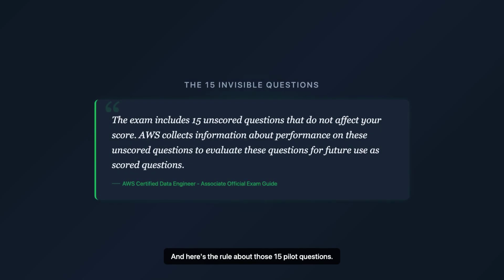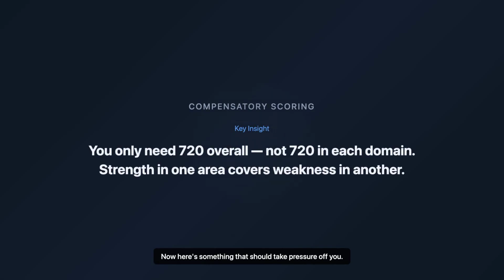And here's the rule about those 15 pilot questions. They don't affect your score, and Amazon Web Services uses them to evaluate questions for future exams. Think of it like a chef sneaking experimental dishes onto the tasting menu. You can't tell which plates are being trial tasted, so you cook every plate like a Michelin judge is watching. The takeaway is simple. You can never tell which 15 don't count, so treat every question as if it scores. No skimming, no rushing.